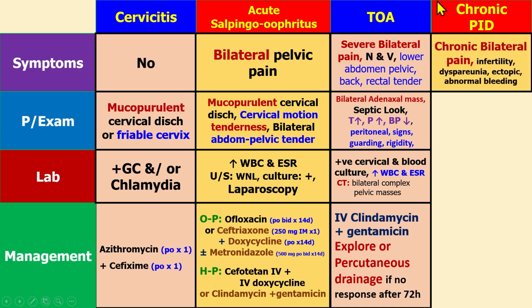For chronic PID, there will be chronic bilateral pain, meaning a chronic history of bilateral pain, but they also present with infertility, dyspareunia, meaning painful intercourse, ectopic pregnancy, or abnormal bleeding symptoms. What are your findings in the pelvic examination? You see cervical motion tenderness and bilateral adnexal tenderness. Adnexa means the parts associated with the uterus: the fallopian tubes, the ovaries, and the peritoneum. When you touch this part, it causes tenderness, and it will always be bilateral.